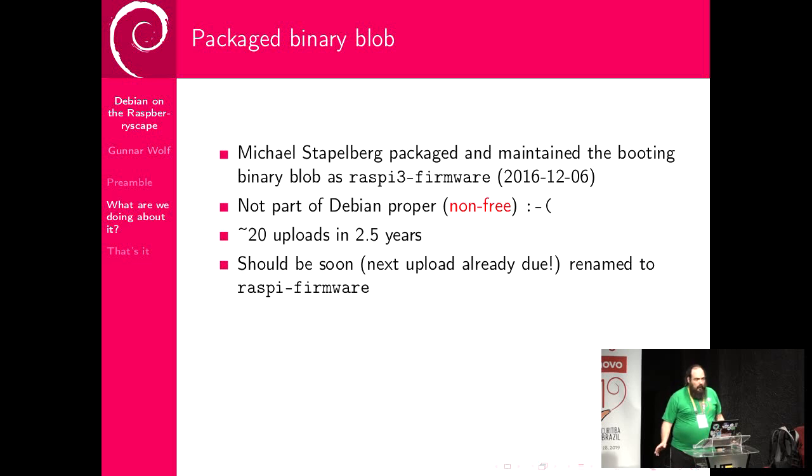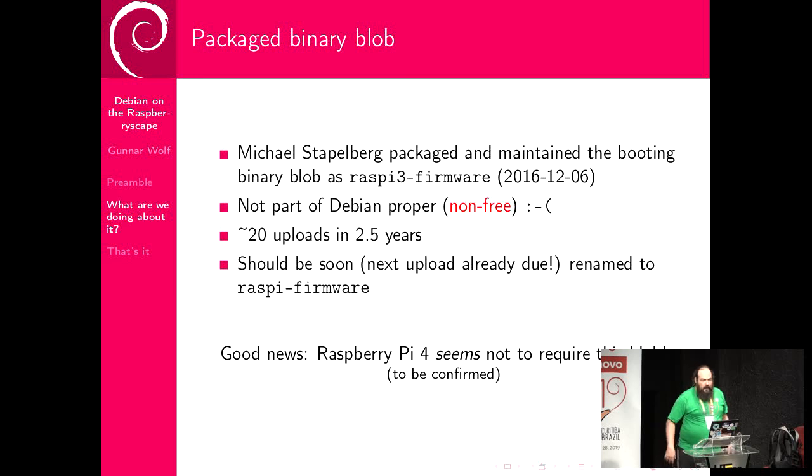And what I think now is that with the next upload that we make, we will rename it to raspi-firmware, because it works for the other two architectures. The good news, still unconfirmed but with several suspicions that it may be the case, is that the new family, the Raspberry 4, has enough non-volatile RAM and will not require this blob to boot.